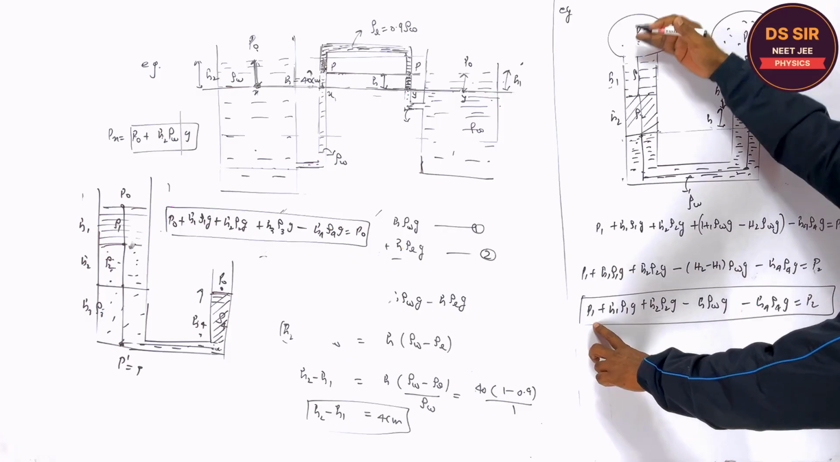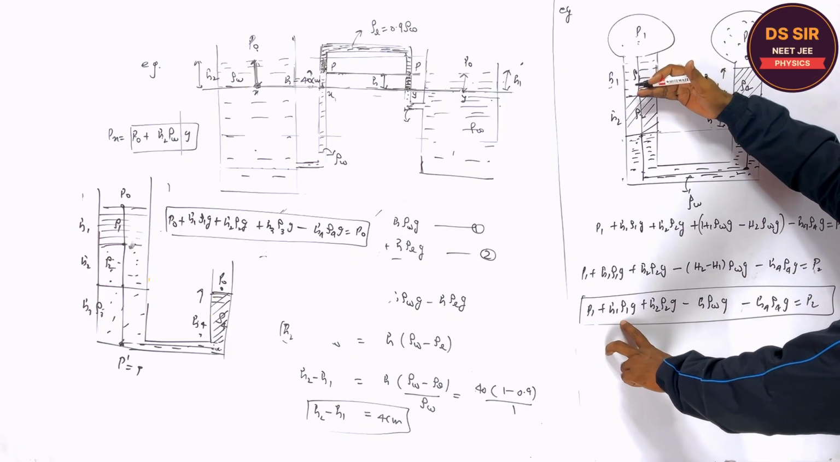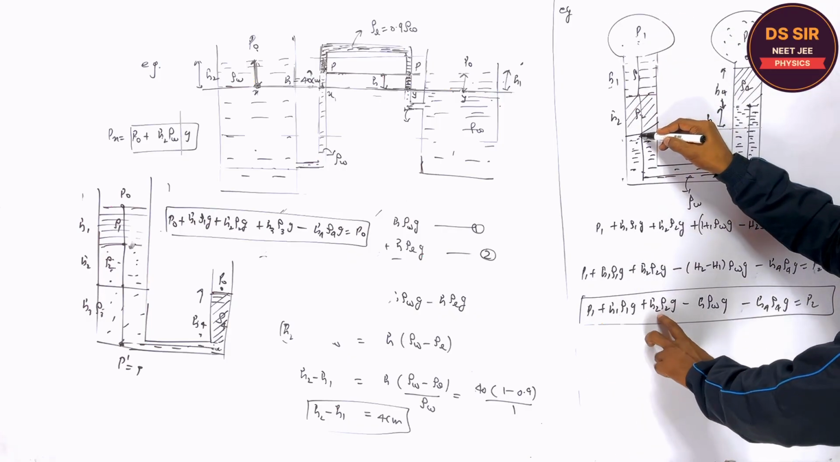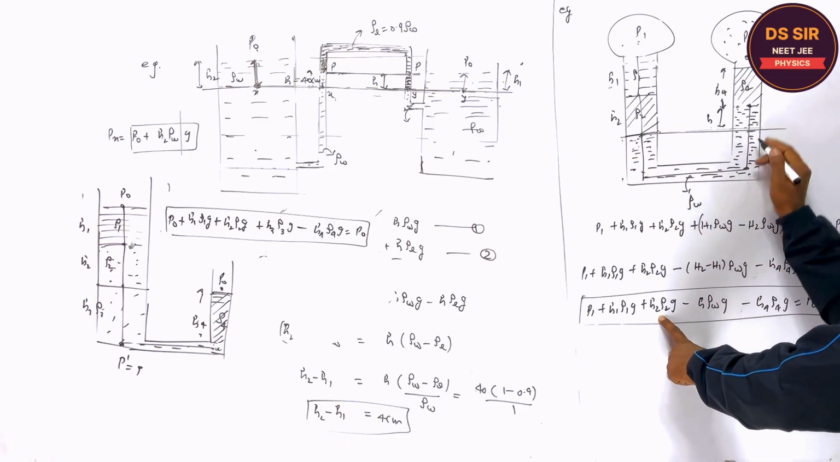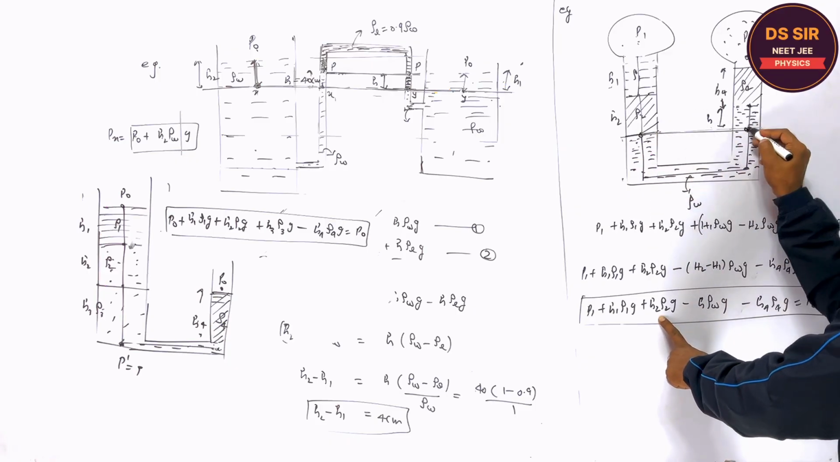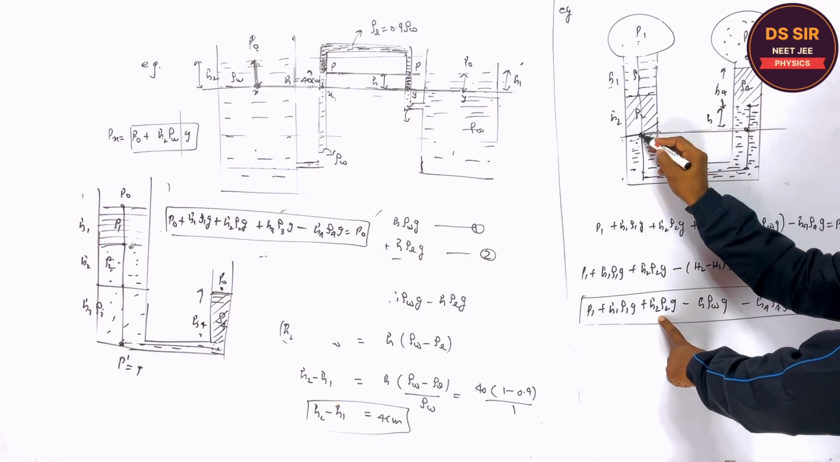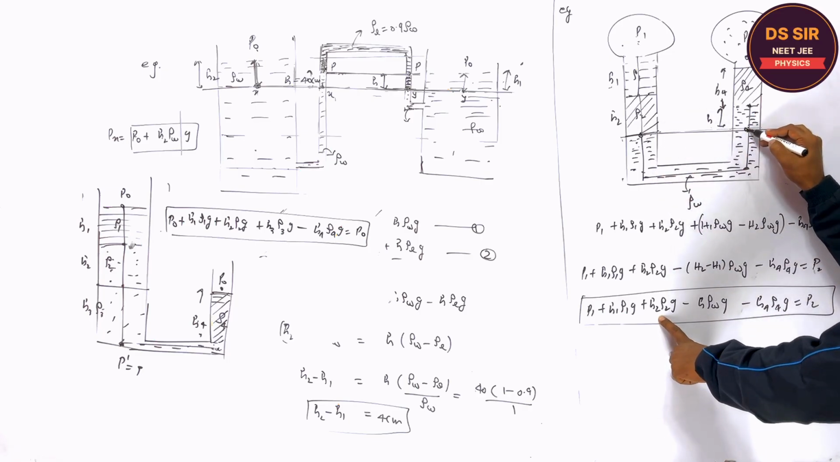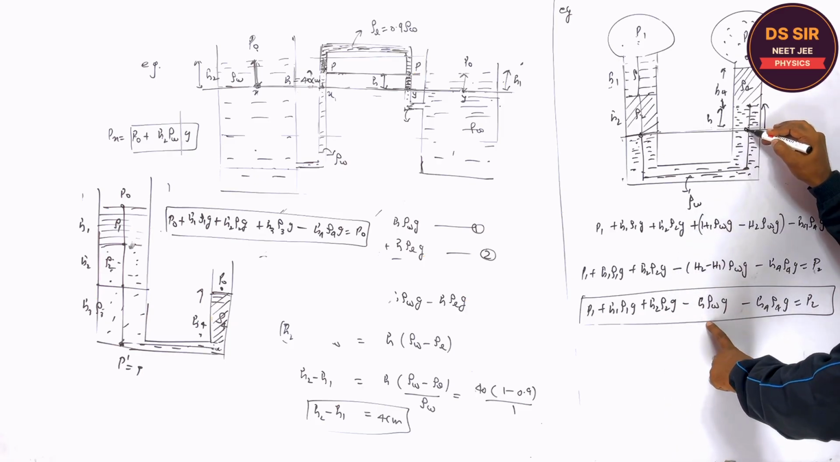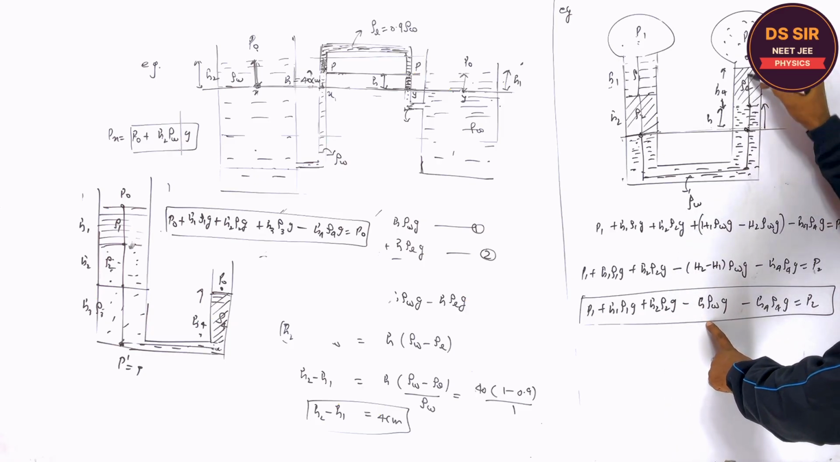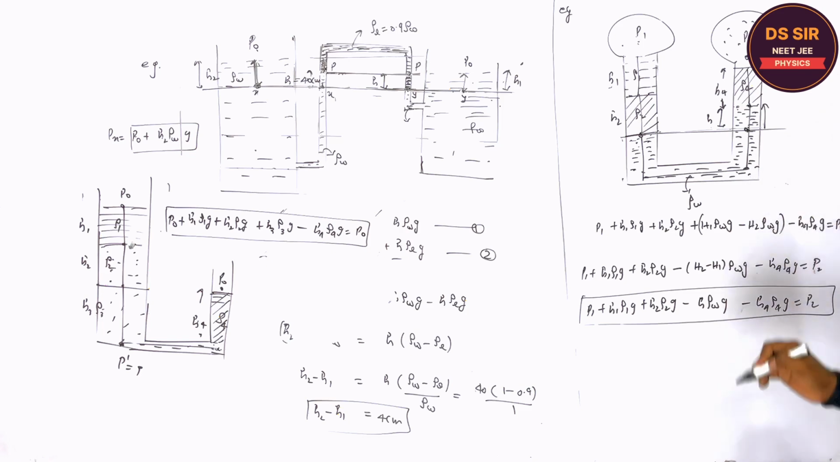Please tell. P1 plus. Listen. And now it is the same liquid. In the same liquid, the pressure at this point will be the same or not? So the pressure at this point is the same as that point. So when you will move up, minus H4 rho 4 is equal to P2.